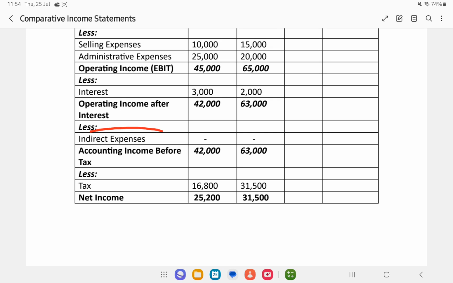If you are directly copying the format, indirect expense is not given in the question, but you have directly copied the format you have learned. So what you can do here is nothing, just put a hyphen like this and copy the same amount here. We are not doing any calculation. So now we have arrived at the accounting income before tax. That means we just have income tax to be deducted from this amount to calculate our net income.